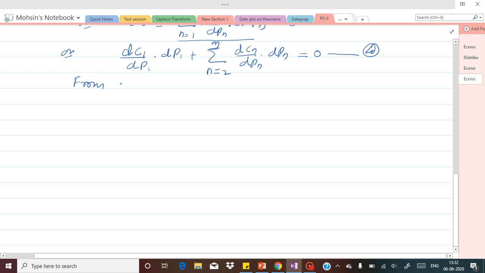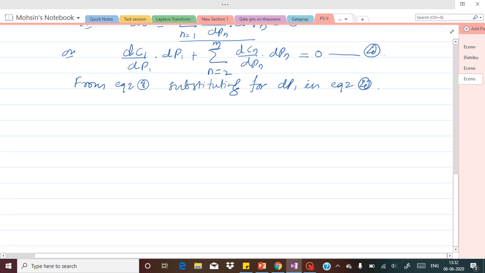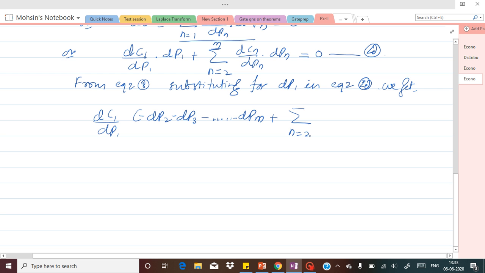So from equation 3, substituting for dp1 in equation 4, we get dc1 by dp1 into minus dp2 minus dp3 minus so on up to minus dpm, plus summation n equal to 2 to m of dcn by dpn into dpn, and that equals 0.